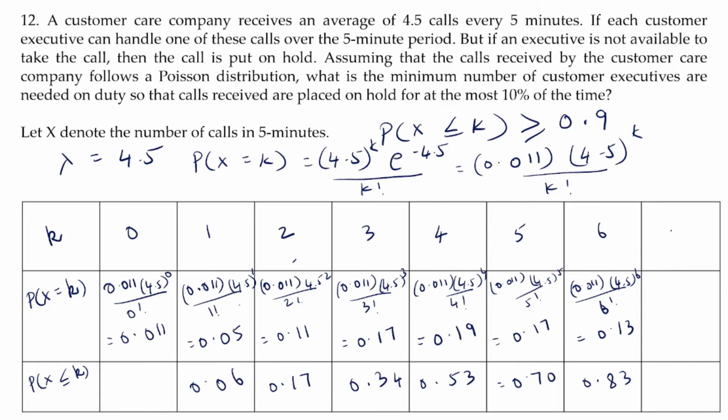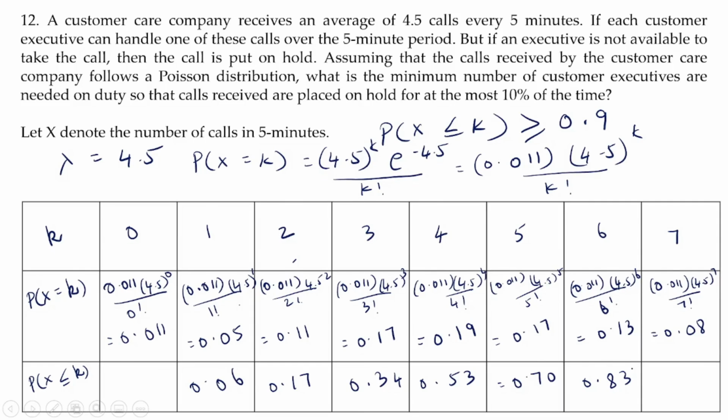Now when k is equal to 7, the probability of x equal to 7 is 0.011 into 4.5 the whole raised to 7 by 7 factorial. This is nothing but the previous value into 4.5 by 7. So it is 0.13 into 4.5 by 7. It can be calculated that way also. This is approximately equal to 0.08.